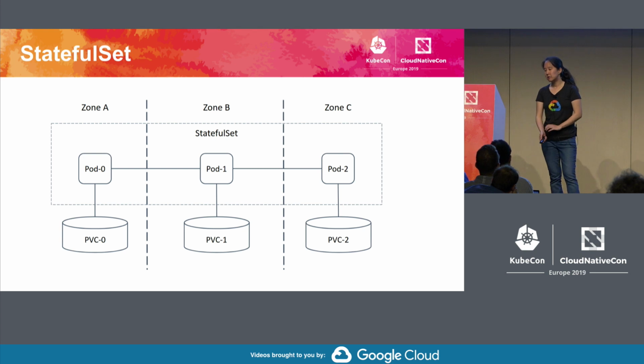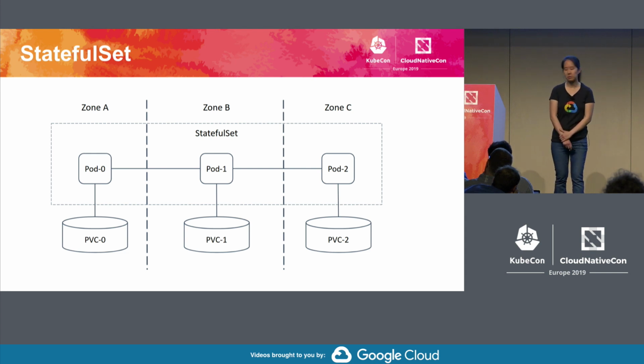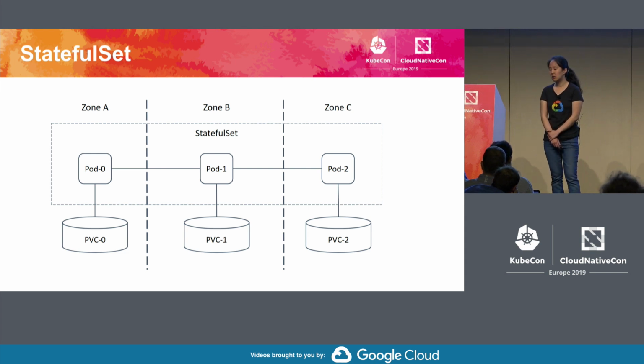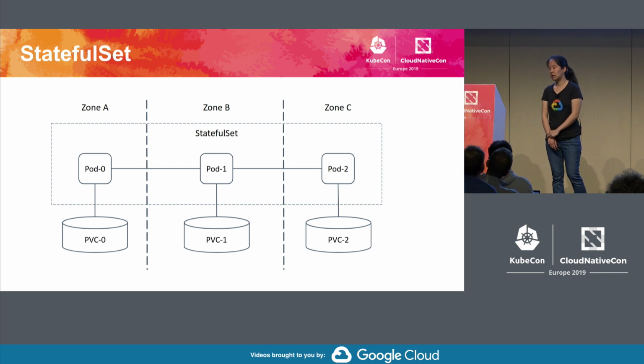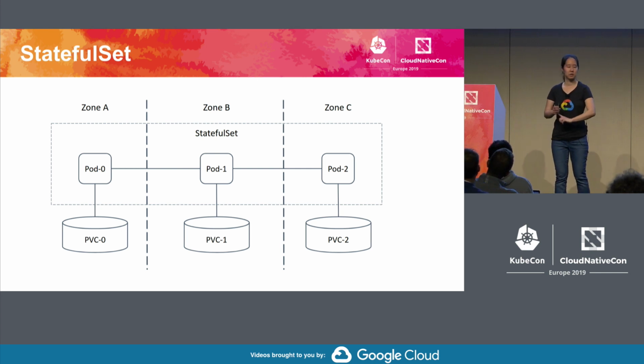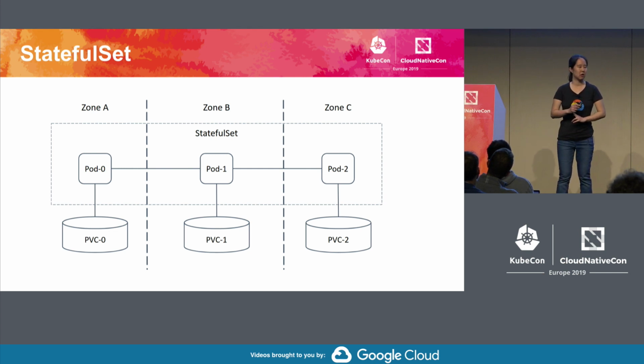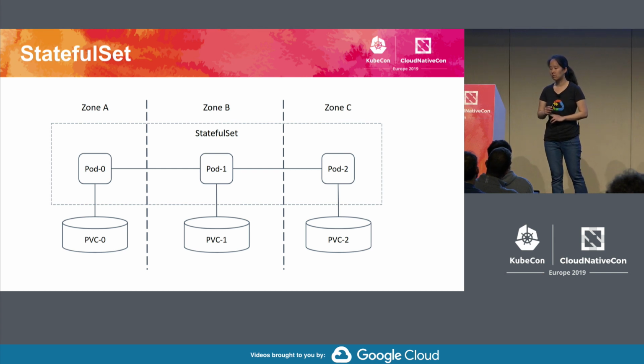And in Kubernetes, StatefulSets are the way to best support distributed applications. The main difference between StatefulSets and Deployments is two things. One, every pod in a StatefulSet has a unique and stable identity. And second, every replica in a StatefulSet has its own unique persistent volume claim.